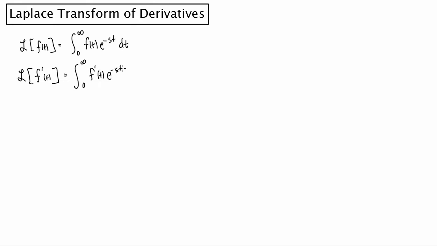And if we want to figure out what's going on, we're going to have to use integration by parts here. The thing that makes the most sense is letting u be e to the minus st. Du then would be minus s e to the minus st. And then our dv is what we want to pick to be the derivative, so f prime of t dt, which makes v the integral of that, which is just the normal function f.